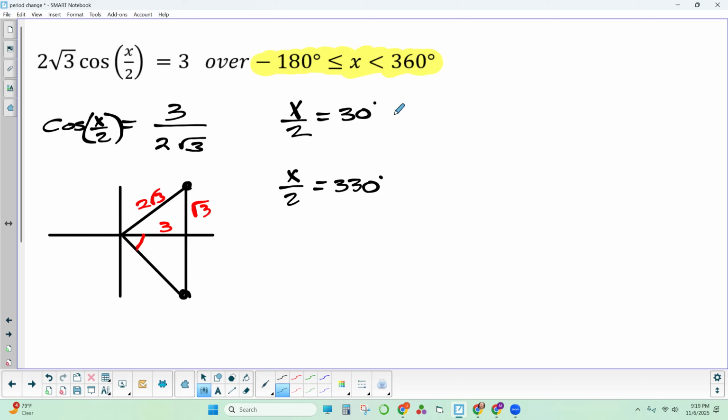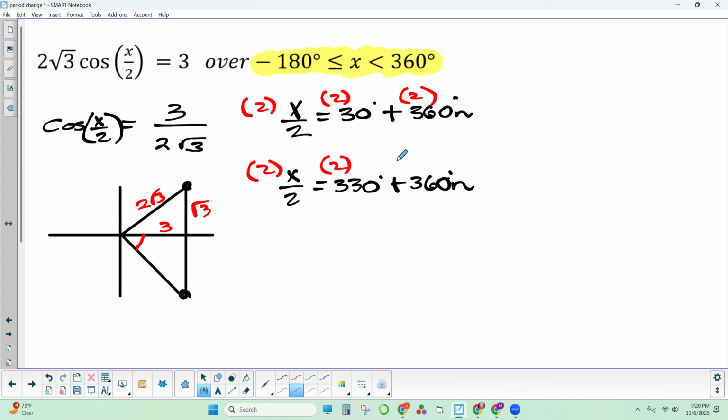Okay? And of course, I've got to add a period of cosine, which will be 360n. Okay? All right. So now, let's see, we've got to multiply by the reciprocal here, right? 1/2. So I'm going to multiply everything by 2. All right.